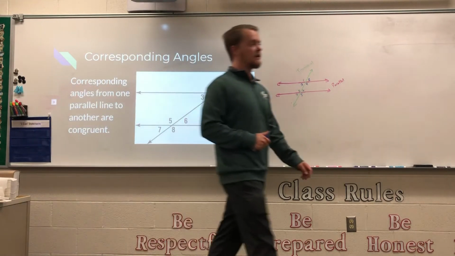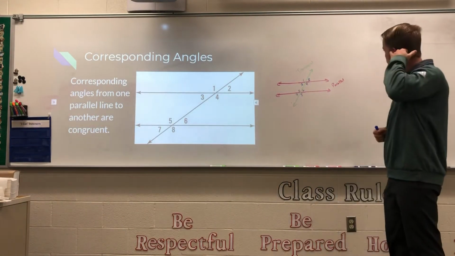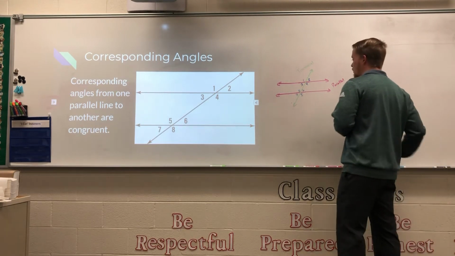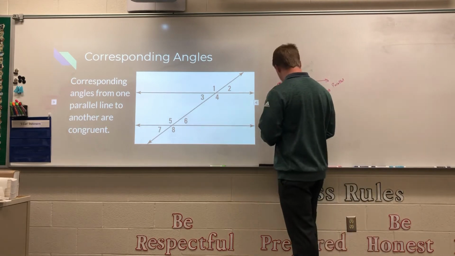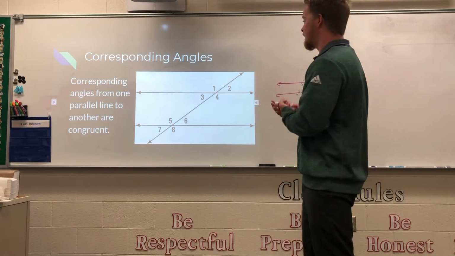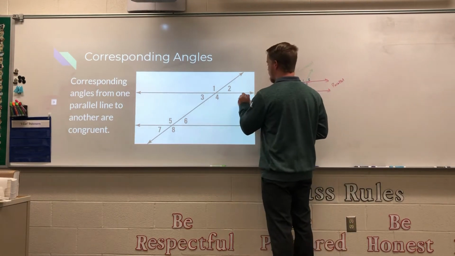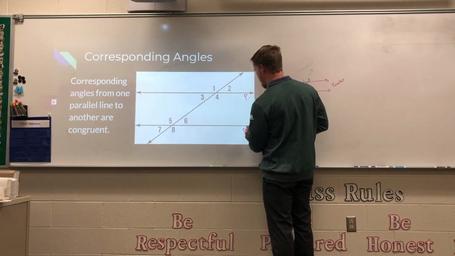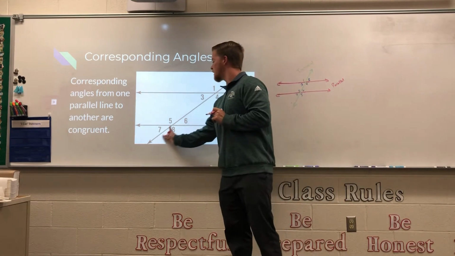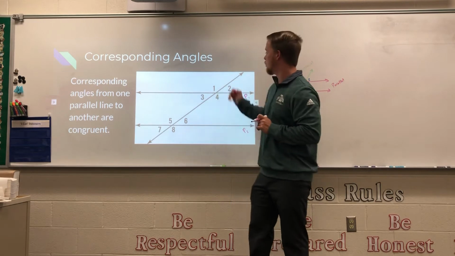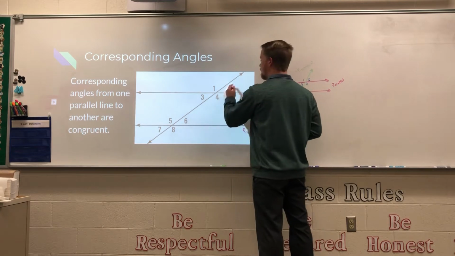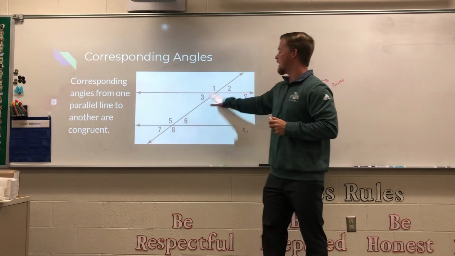Corresponding angles are the first ones to look at as far as being congruent. This says corresponding angles from one parallel line to another are congruent. Let me show you what that means. If I'm looking at this picture, the best way to visualize this is first to identify my parallel lines. So this is parallel line 1 and this is parallel line 2. These are the 2 lines that when they go on forever they'll never touch, but the transversal is the one that goes through those parallel lines, creating 8 angles.